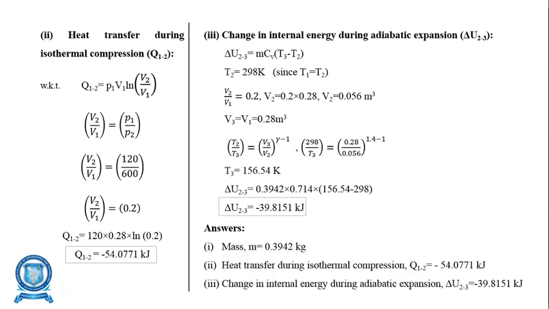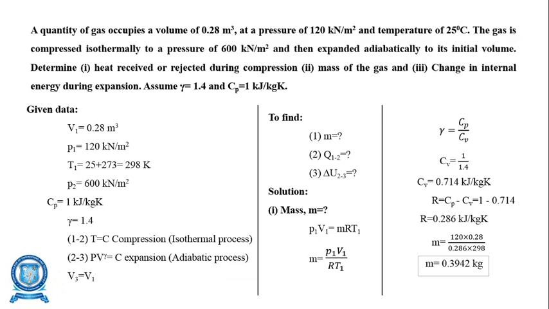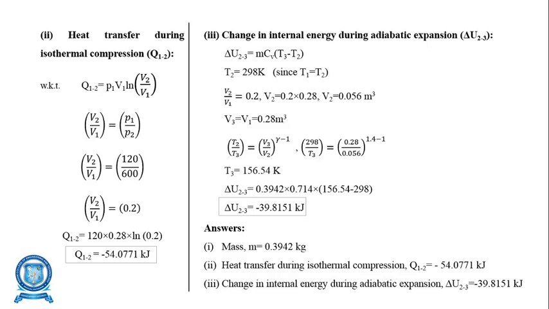The minus sign indicates the heat is rejected from the system, and the plus sign indicates heat is added to the system. Here we get the minus sign, so the heat is rejected. You have to write the answer: the heat is rejected during the isothermal compression. This is the answer for the first case.